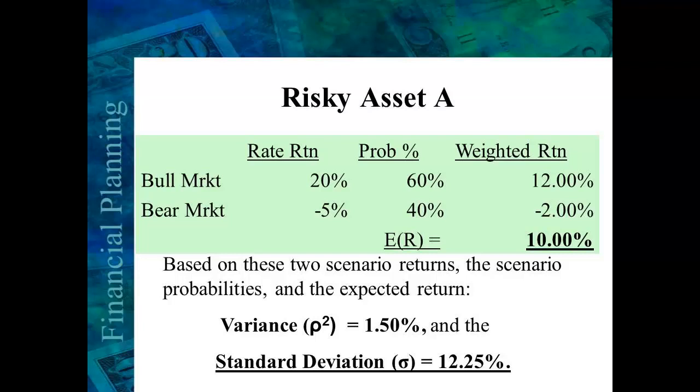Consider the following one risky asset portfolio. Based on the scenario probabilities and scenario returns shown, the expected return is 10%. The variance is 1.5%. And the standard deviation is 12.25%. You have already worked these calculations earlier.